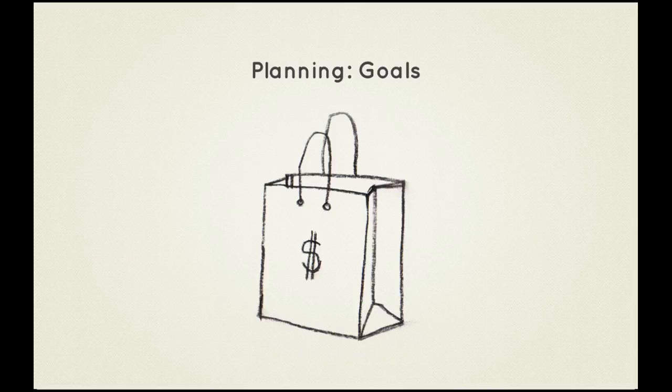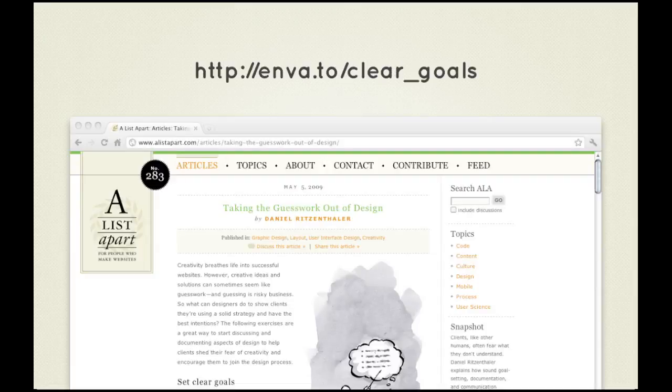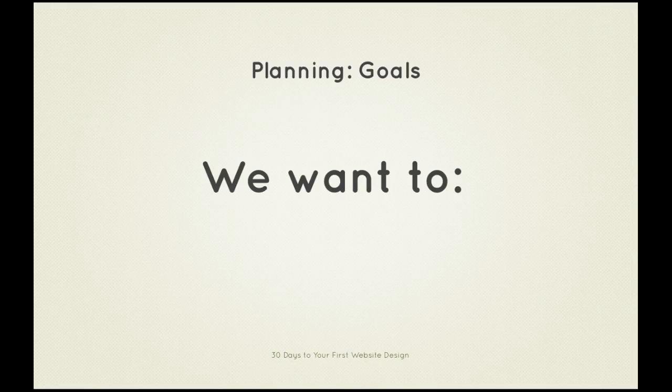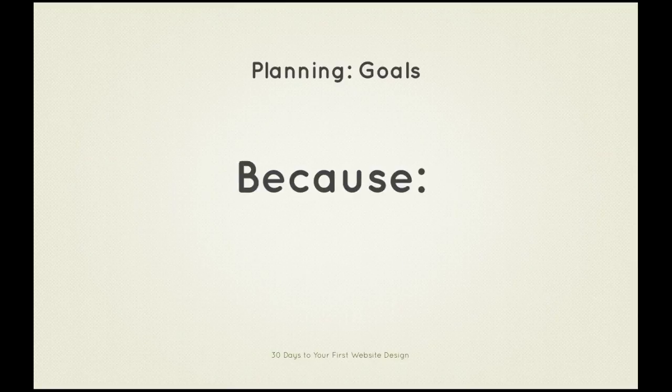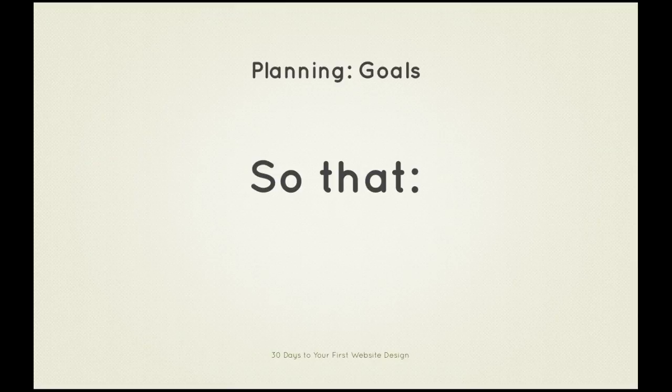Now it's important that we're clear about our goals. Ambiguity will only lead to assumptions and then confusion and perhaps even mess up working relationships. Daniel Ritzenhaler, I think I pronounced that correctly, hits upon a great technique in his A List Apart article on taking the guesswork out of design. He breaks down the setting out of goals into this simple equation. We want to, because, so that. Now, using this straightforward formula removes any vagueness from your goals.